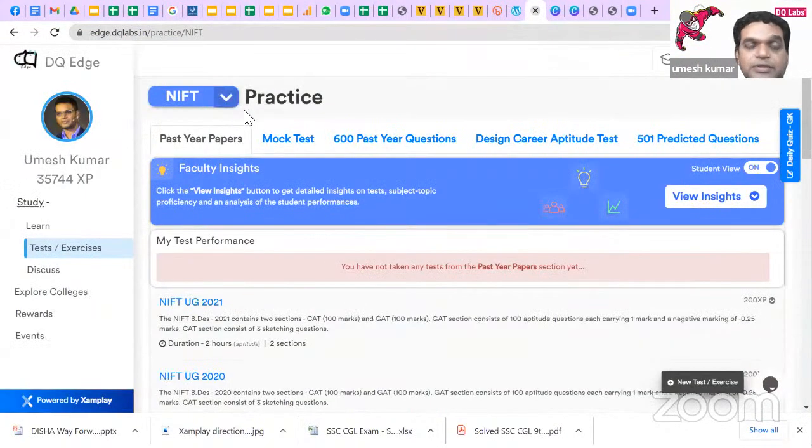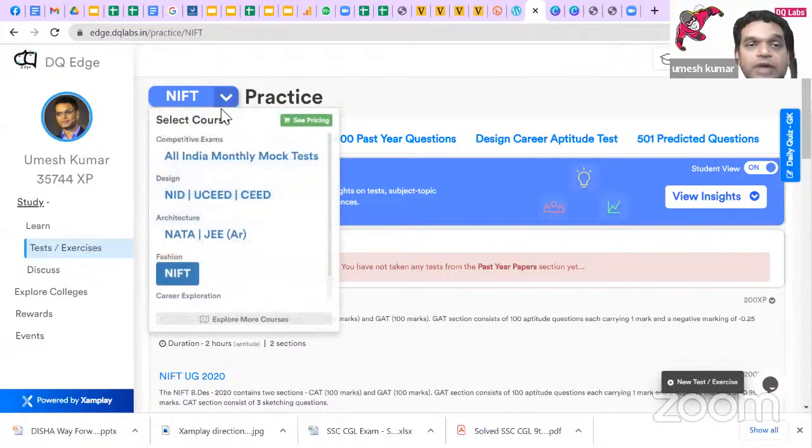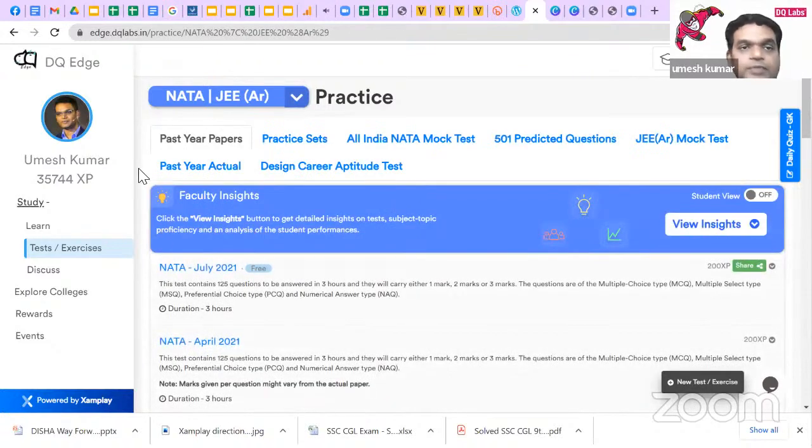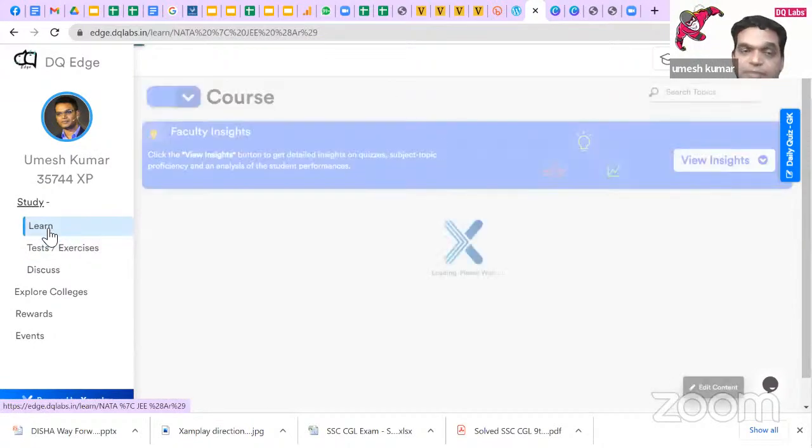For example, I hope you all have access to edge.dqlabs.in. If not, please create an account. In the Zoom meeting, anybody who does not have access to edge.dqlabs.in, you need to create an account. The account is free. So if you have not, then please log into edge.dqlabs.in and create an account. I'm going to show how you can access the syllabus maps.